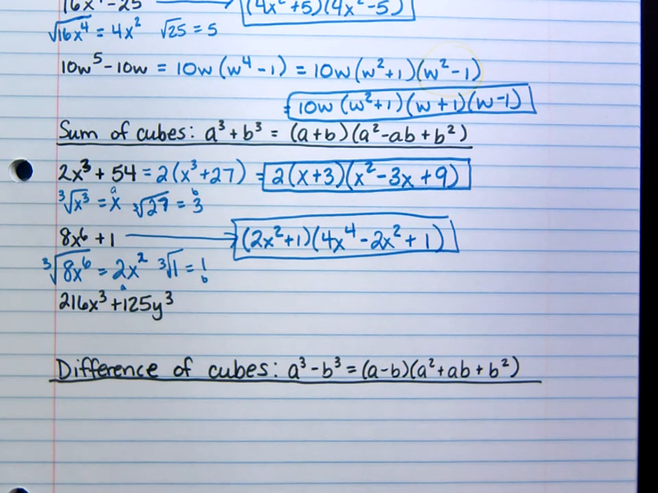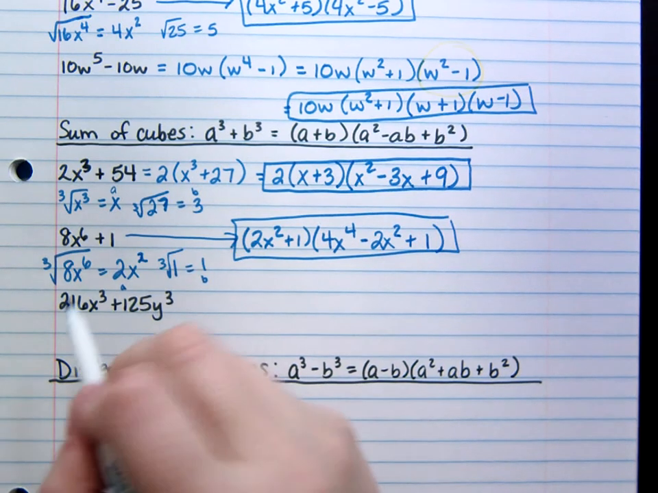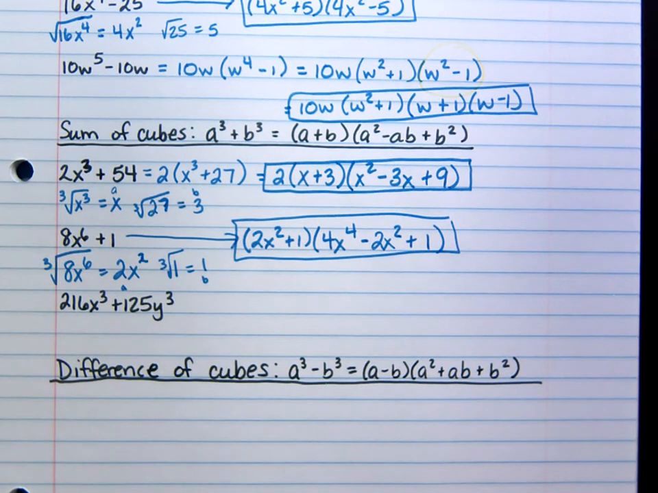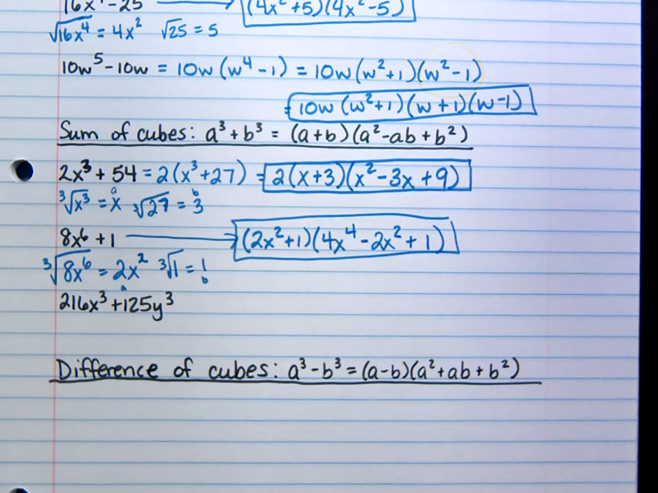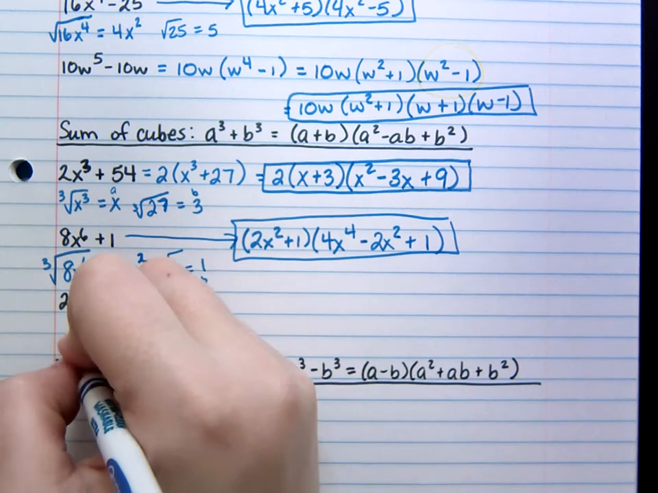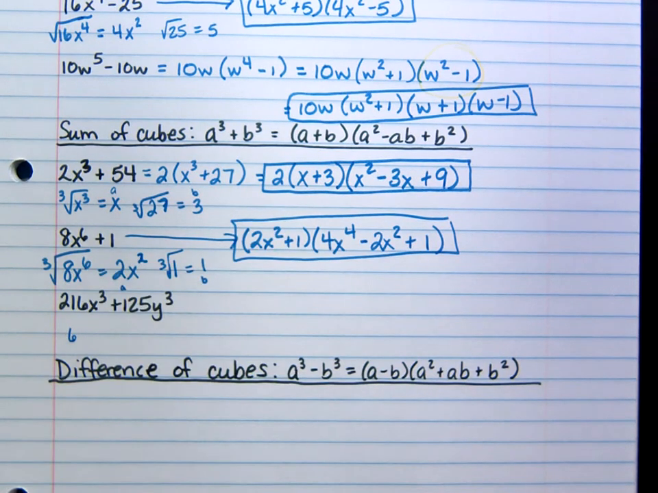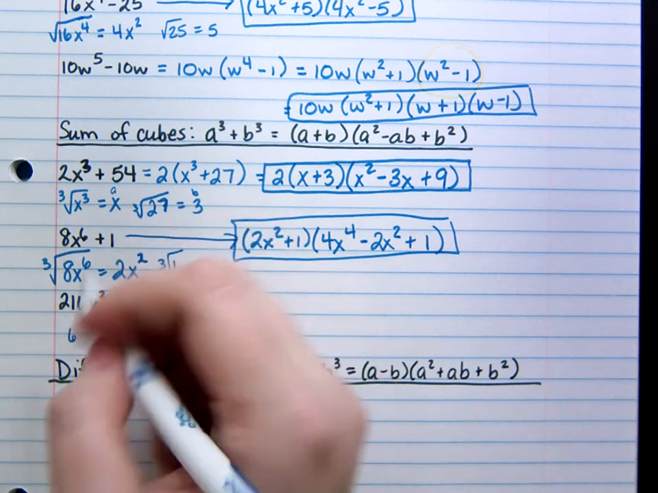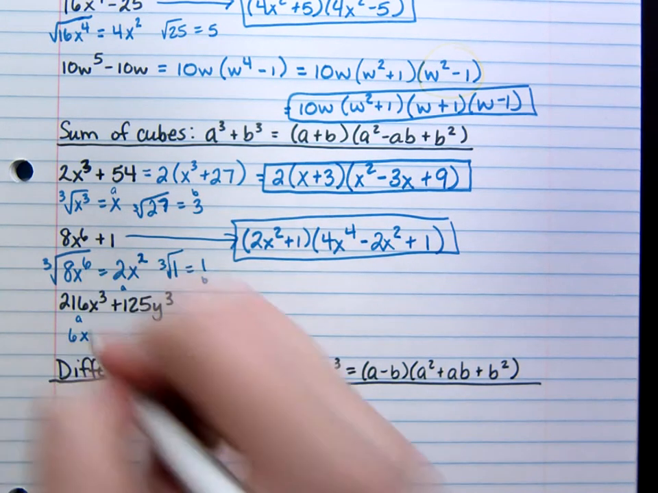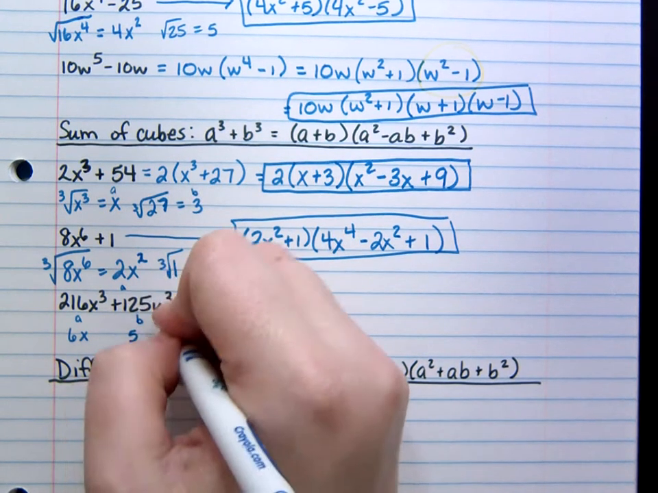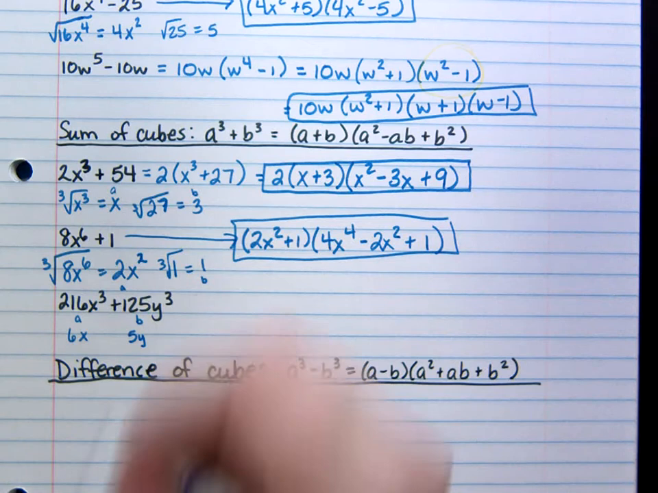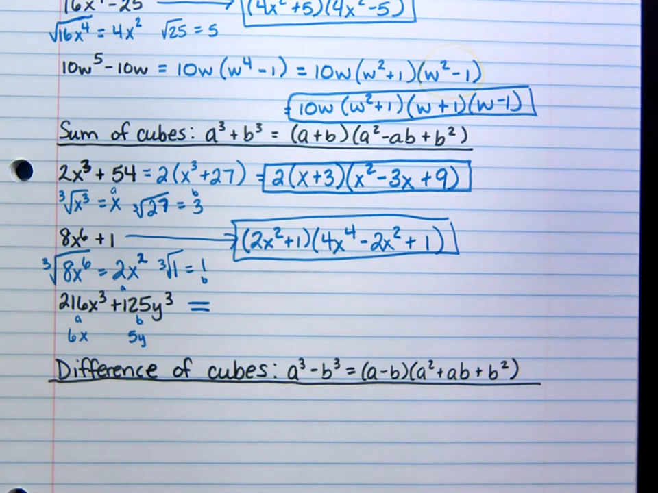Now, this also works even if there's variables in both terms. So here, there's variables in both terms, but they're both perfect cubes, as is 216 and 125. So, doing that first. So 216 is, if I cube root that, I'm going to get 6. Cube root of x cubed is just going to be x, so that's my a term. For my b term, I cube root 125 to get 5, and y cubed to get y. And now I can go ahead and plug those in.